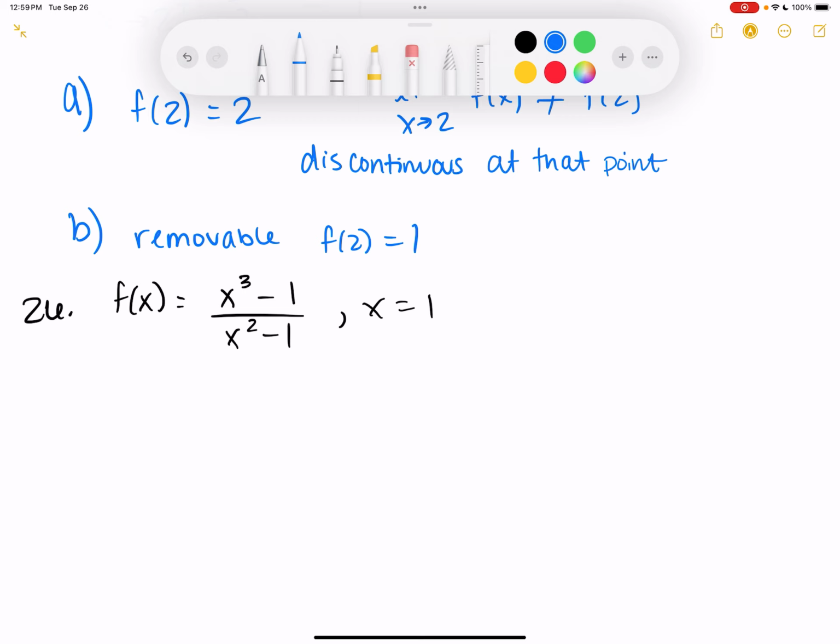So how would I factor? Well, let's factor the bottom first because it's easier. So how would I factor the bottom? What is this? x minus 1, x plus 1. Yep, x minus 1, x plus 1. And then the top is a what? It's a difference of cubes. And so what does that factor into? x, and then is it x minus 1, x plus 1?